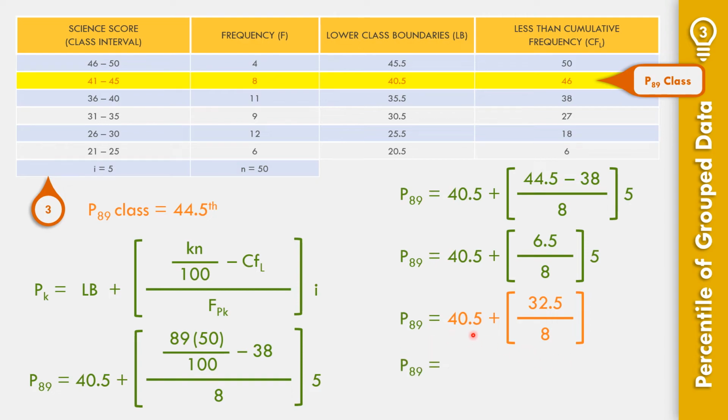So 40.5, let us copy. 32.5 divided by 8, the answer is 4.06. So let us add 40.5 plus 4.06. So the P sub 89 is 44.56. So as you can see, 44.56 is between the interval 41 to 45.